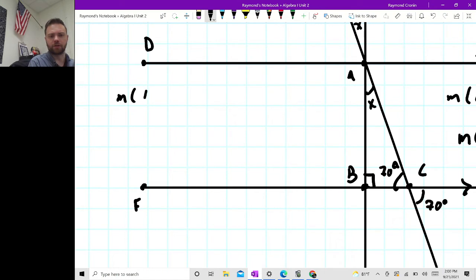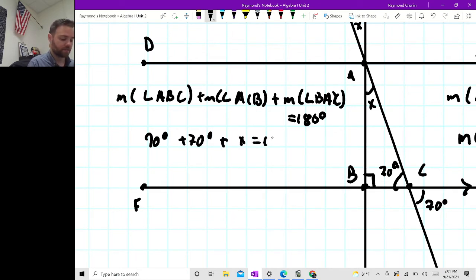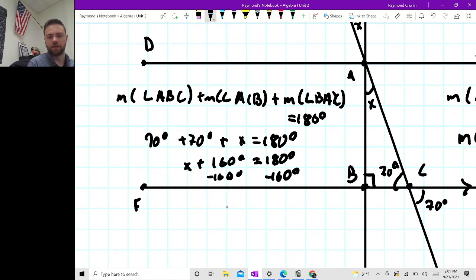So I've got the measure of angle ABC plus the measure of angle ACB plus the measure of angle BAC will equal 180. So if that's the case, I've got ABC, which is 90, ACB, which is 70 degrees, and then BAC is X. So then I can combine like terms, so I get X plus 160 is equal to 180. And then subtract 160 from both sides of that equation. And you get that X equals 20. So that missing angle was 20 degrees. Okay?